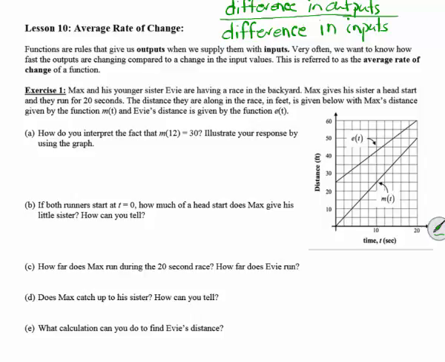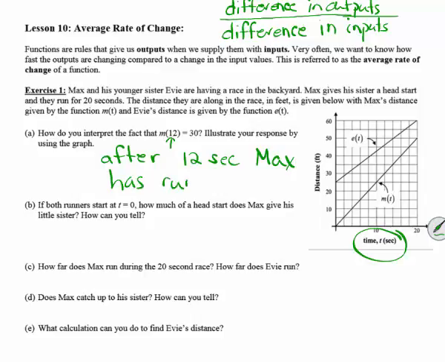Well, this is our input, which is our x. So that's telling me that after 12 seconds, Max, because we're talking about the m function, has run 30 feet, because here's your output. So 10, 12, these are going by twos, so we're talking about this point right here. After 12 seconds, he's run 30 feet.